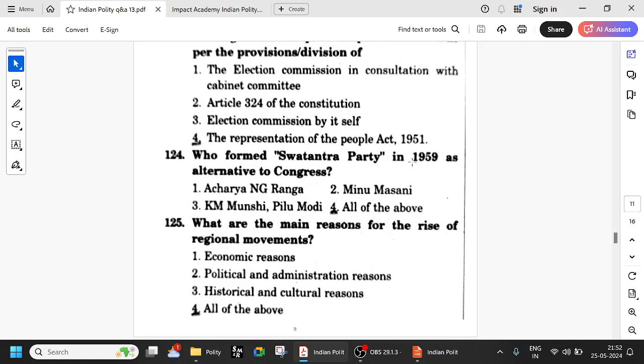So who formed the Swatantra Party in 1959 as an alternative to Congress? 1959, quite early. So who formed the Swatantra Party? Acharya N.G. Ranga, Minu Masani, K.M. Munshi, Pilu Modi. Okay, try to remember all those. Acharya N.G. Ranga, K.M. Munshi, and Minu Masani.